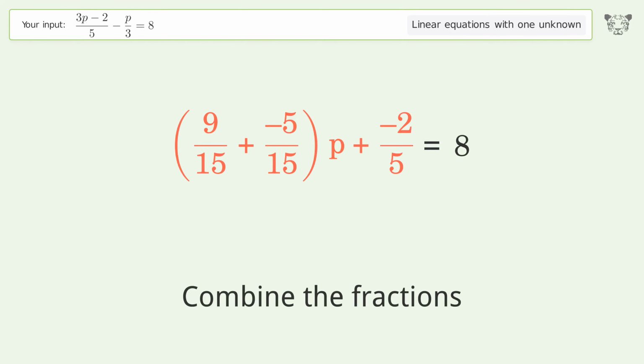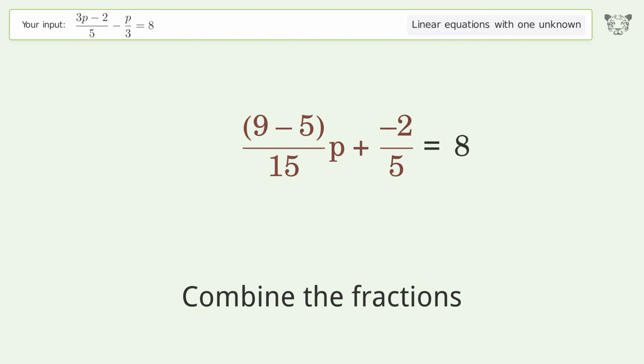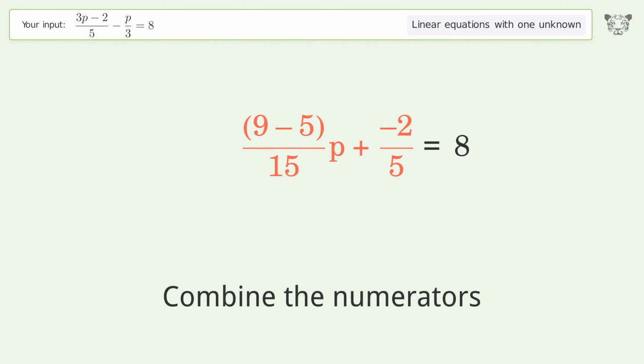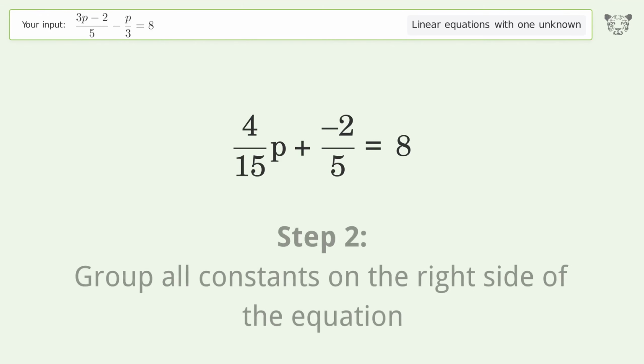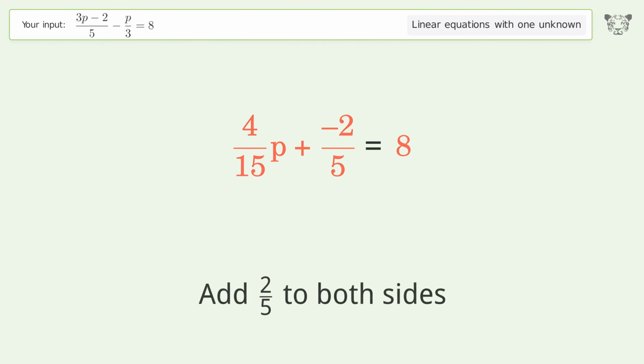Combine the fractions. Combine the numerators. Group all constants on the right side of the equation. Add 2/5 to both sides.